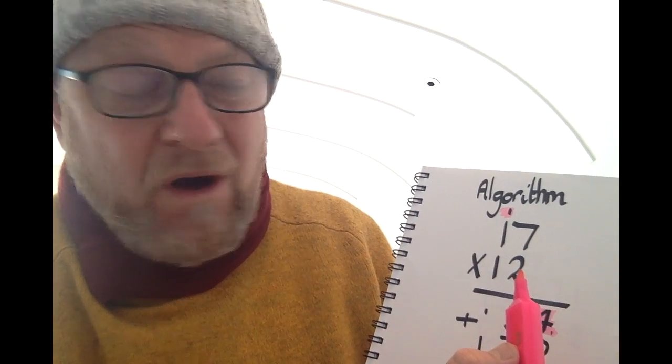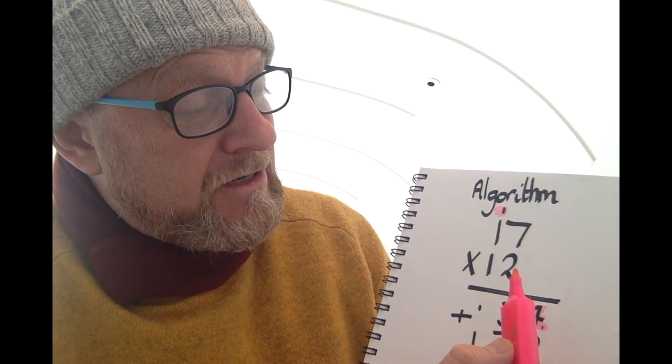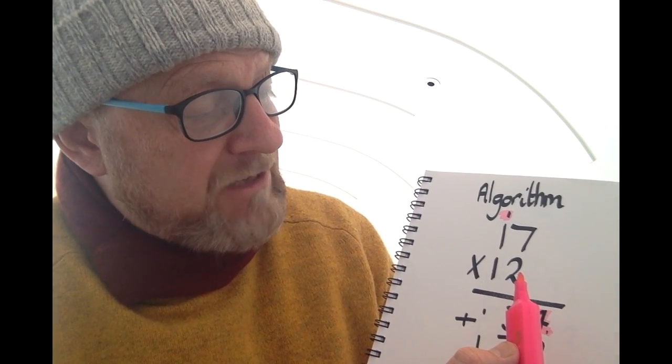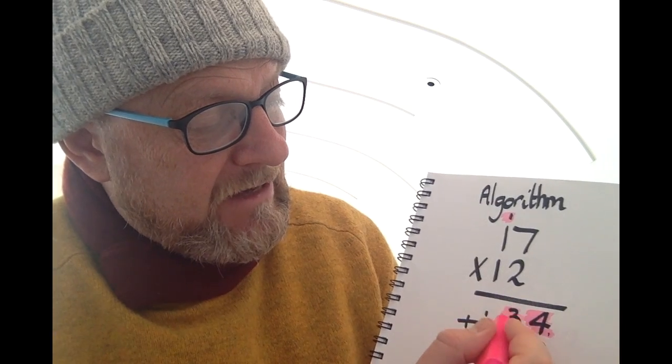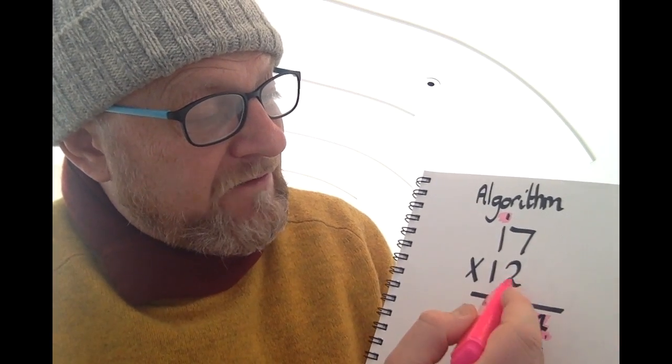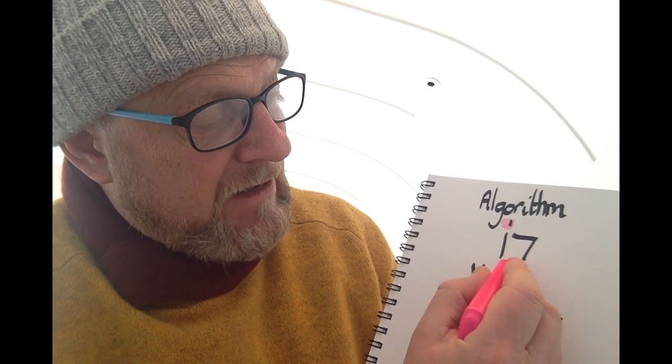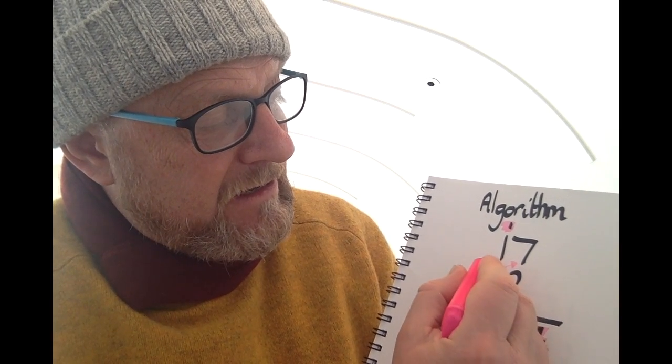2 times 1 is 2. Plus 1 is 3. So that comes down here. Now, we've done the units, we're doing the tens now. And we multiply diagonally across and diagonally up.